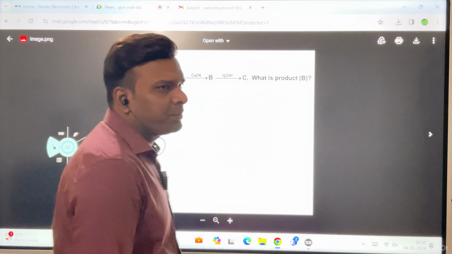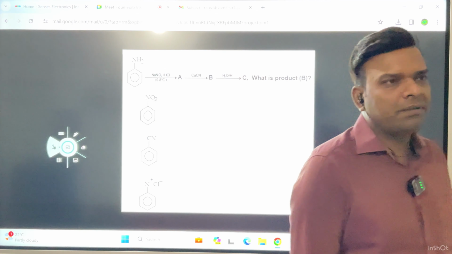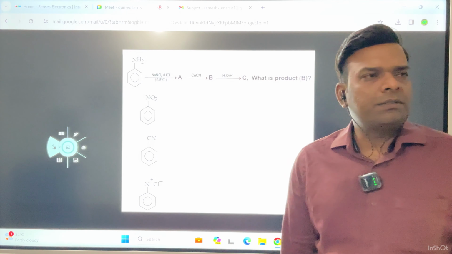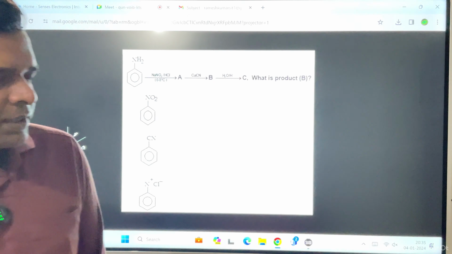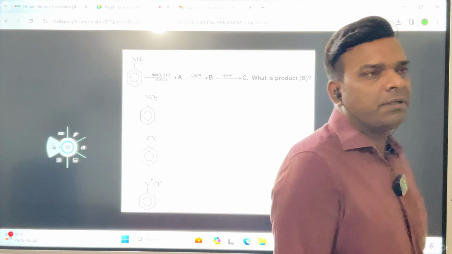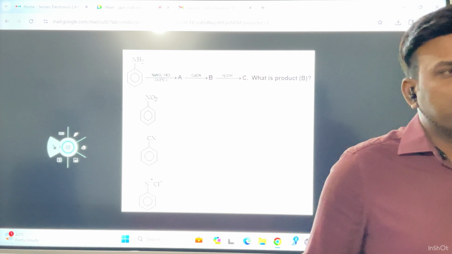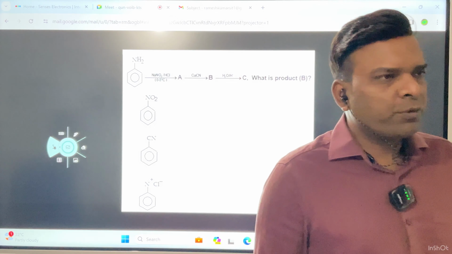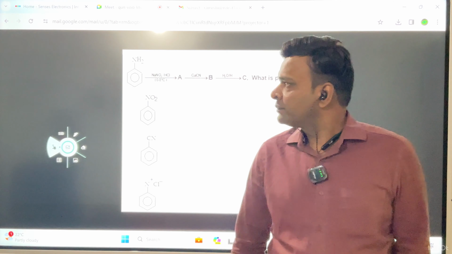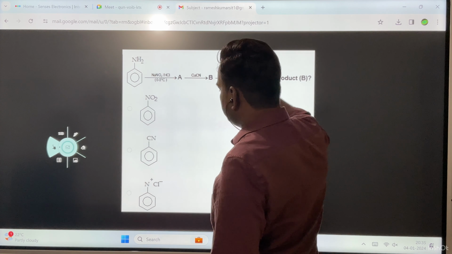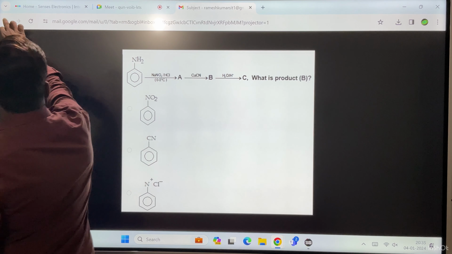In the given problem, aniline will get converted into benzene diazonium salt as product A on treatment with NaNO2 and HCl. A on treatment with CuCN will get converted into benzene cyanide or benzonitrile, and benzonitrile will be the product B. B on further hydrolysis in presence of water and H plus will get converted into benzoic acid. So final product C will be benzoic acid.